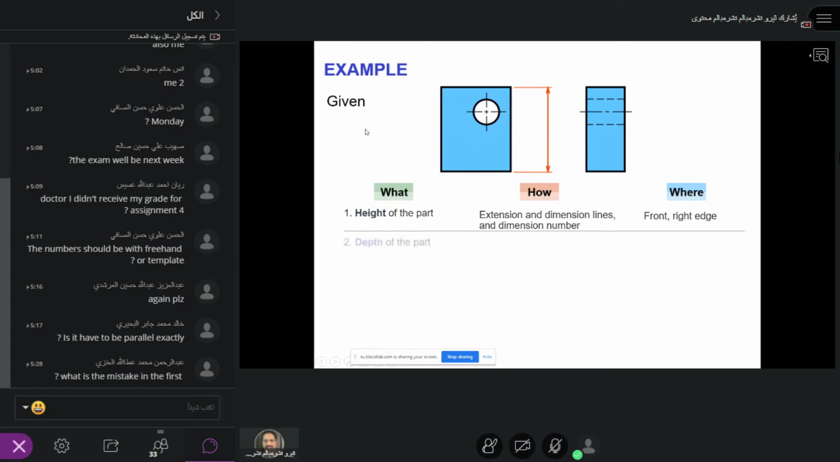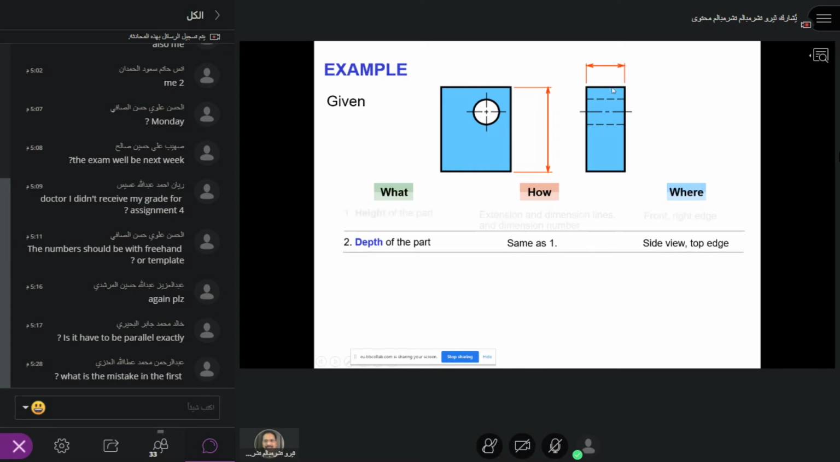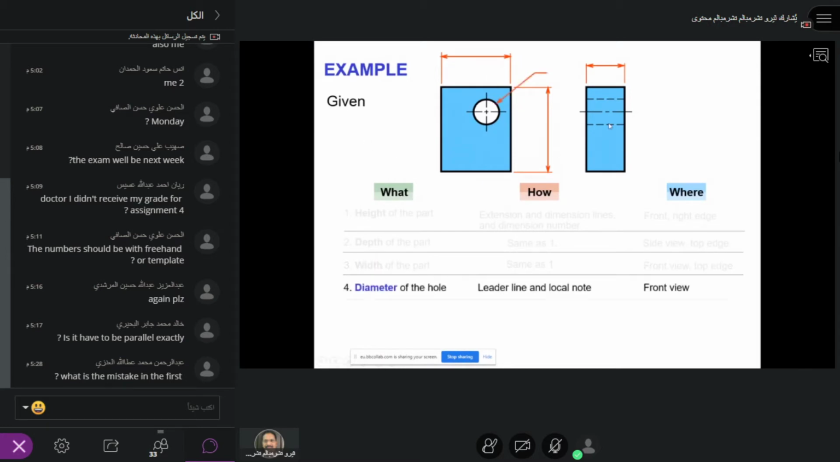Of course, the depth. So depth is very similar, but not from the front view. I can use the side view, because only in the side view can I see the depth. Correct? I'm sure you know that now. What about the width? Width is, again, I'm using the front view, not the side view. And for the diameter of the hole, I must use the front view, because the side view has hidden lines.